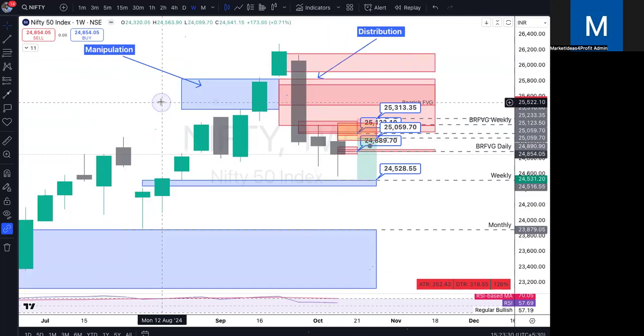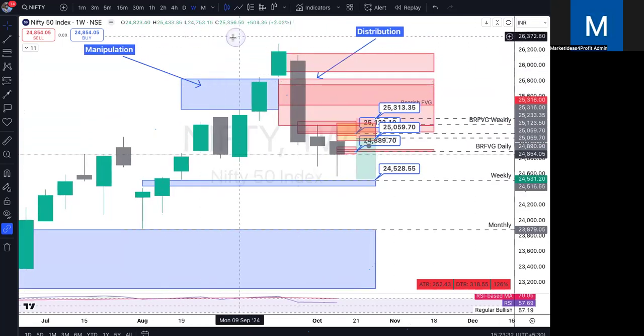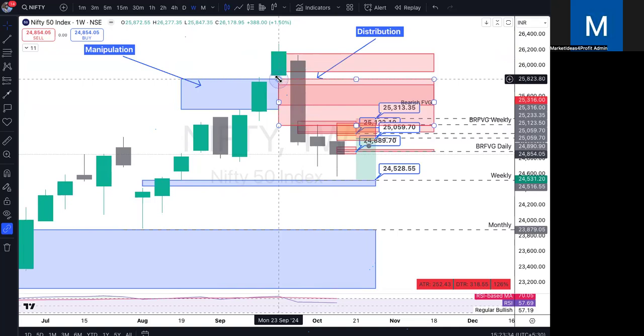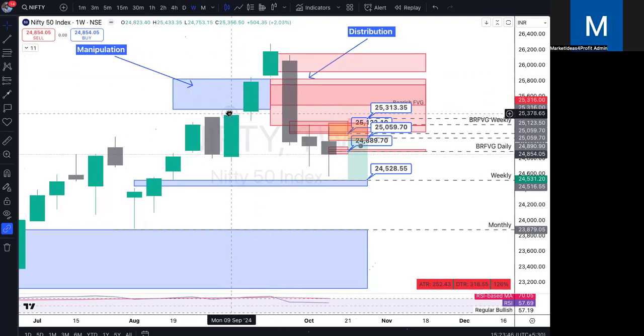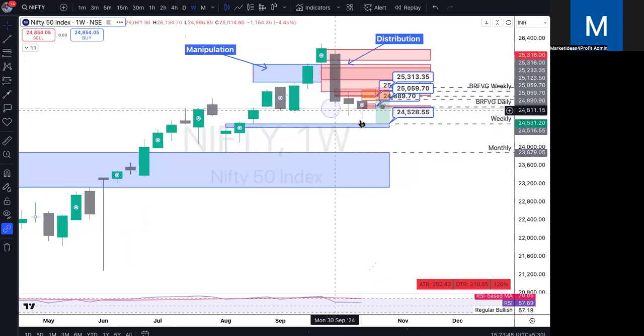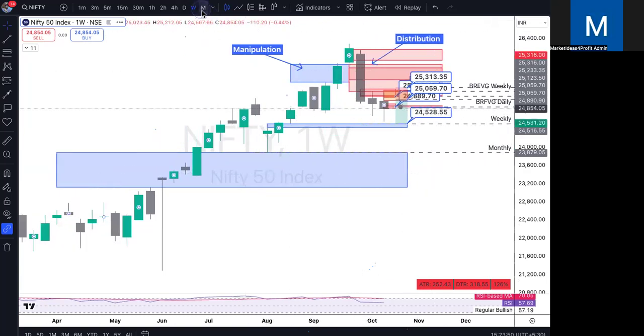We created a manipulation gap, which is what I showed you. And then we went down. We created this particular gap, which is the fair value gap on the bottom side. This is the kind of sharp turn that we saw when we took a U-turn on the Nifty on the top. Now, this is on a weekly candle. You will see a similar movement.